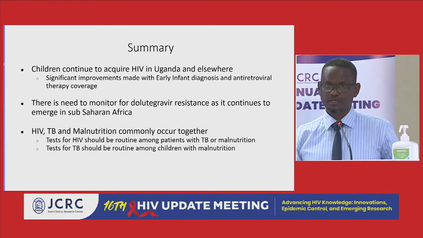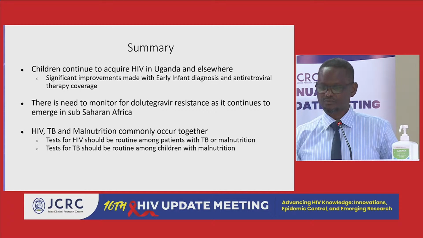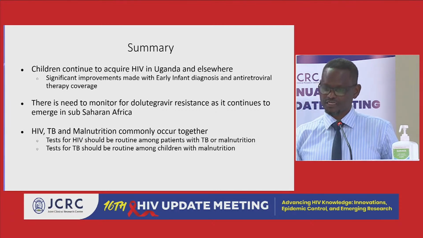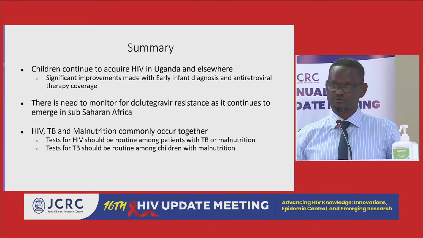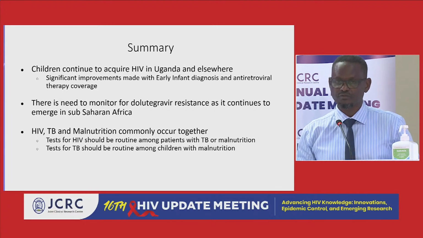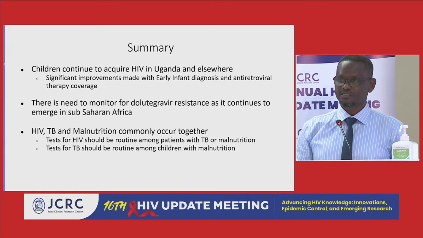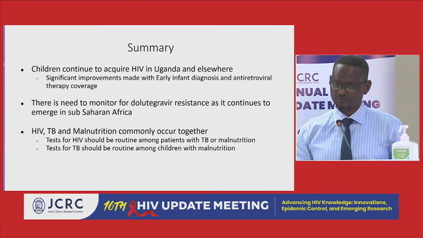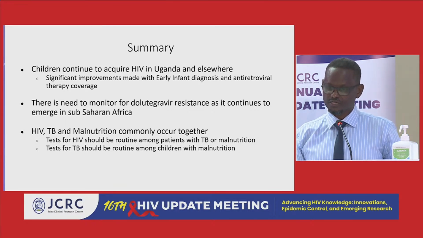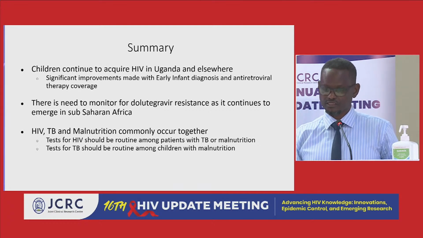elsewhere, but we also note that there have been significant improvements made with early infant diagnosis and ART coverage. With this widespread rollout of DTG, we need to be mindful of development of resistance, so we should monitor for it, because some studies, especially observational ones, have shown that it is emerging at a significant level. Then HIV, TB, and malnutrition commonly occur together.